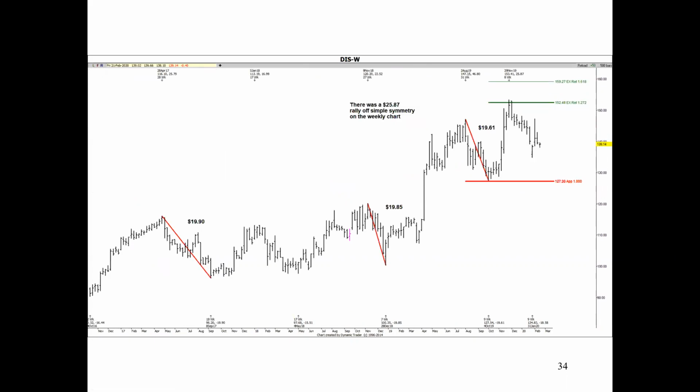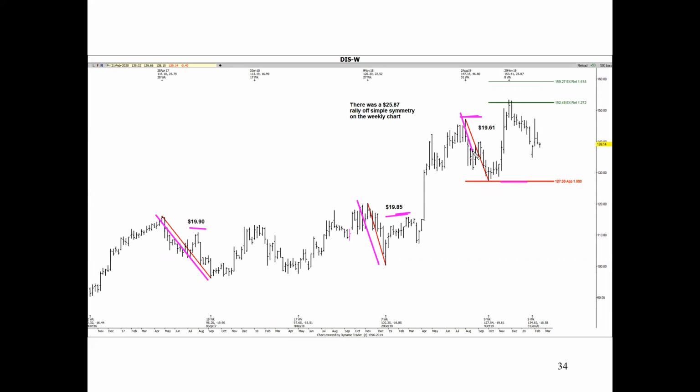This is an example in Disney on a weekly chart. Sometimes, if I don't have enough information on daily, I back it up to the weekly and see what I can find. And in this case, I had a prior decline that was $19.90. I had another decline that was $19.85. And I projected both of those from the high that was made in August. That gave us this area of support around the 127 handle.